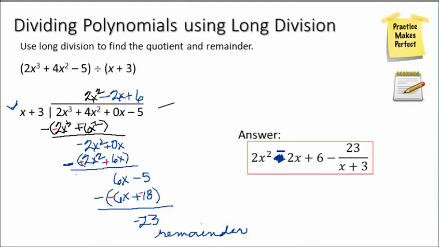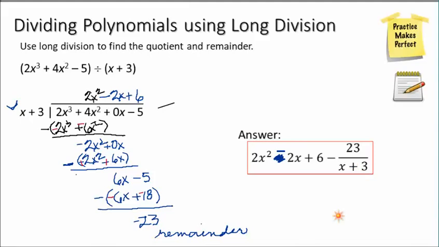And you see what we did here? I just took the polynomial that I come up with, the quotient. So I got 2x squared minus 2x plus 6, and then I said minus, because this is a negative 23, that means it's going to be a minus sign. And then I put 23 over x plus 3. And so that's my answer.